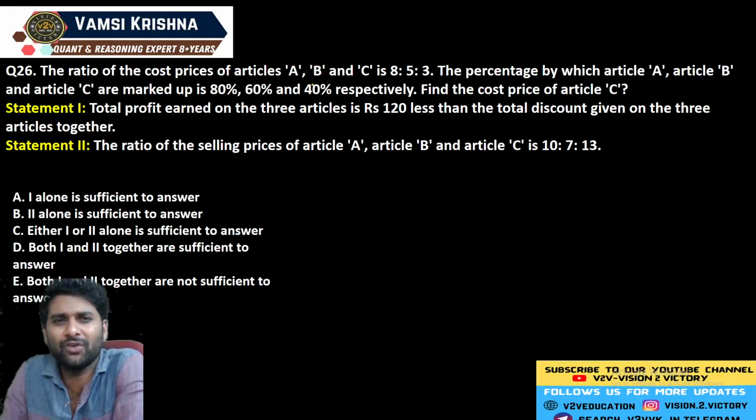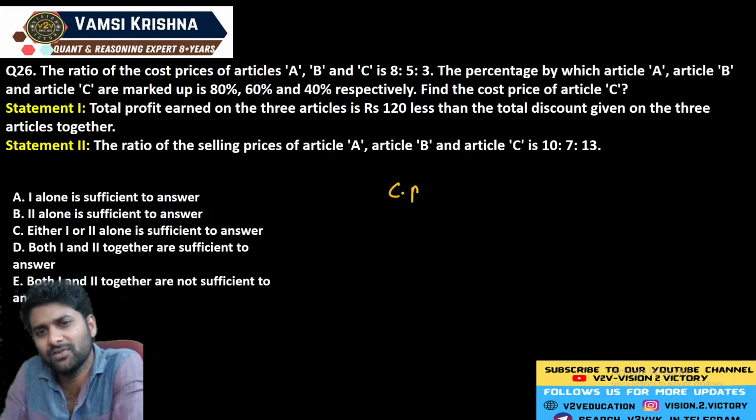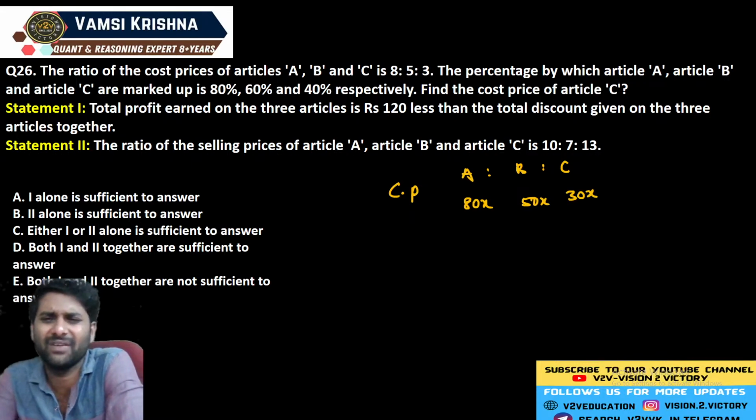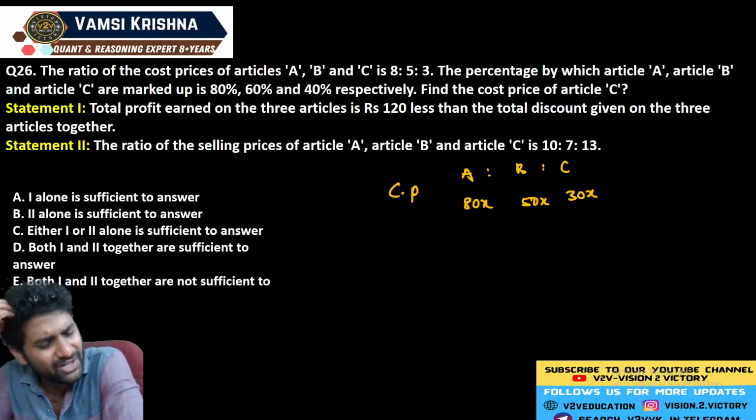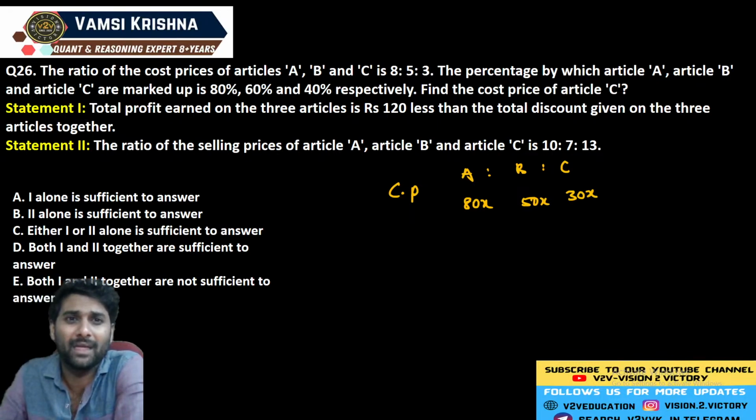Now see the ratio of cost price of A, B, C. Let us take 80x, 50x, or 30x. Guys, you can take any number, either 800, 500, and 300. You can assume any values, but it is in terms of 8:5:3 ratio only. Now see here the next one, percentage of markup.